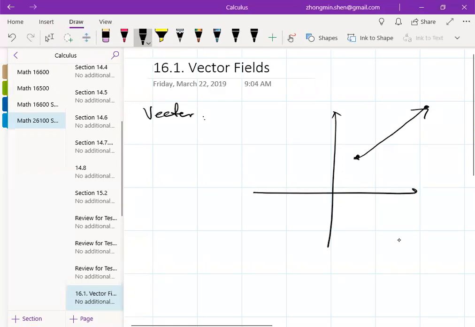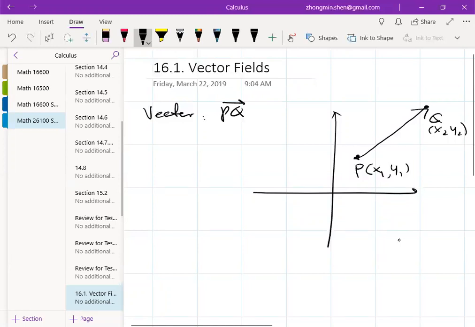Now it has endpoints P and Q. Let's use coordinates x1, y1 here, and x2, y2 here. So a vector is determined by 2 sets of coordinates, by 2 points P and Q. So P and Q are described in this notation. It tells you the precise location of the vector and the length of the vector.